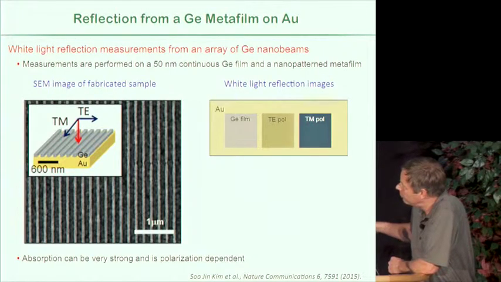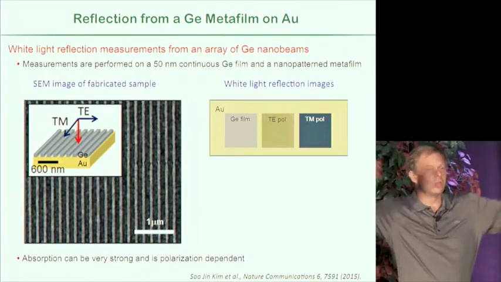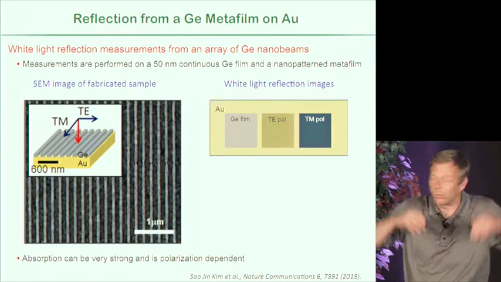We pattern it in two beams. Here is a scanning electron microscopy image. The size and spacing of these beams is below the wavelength, so there are no diffracted orders. The only thing that light can do is come in, be absorbed, or come back.